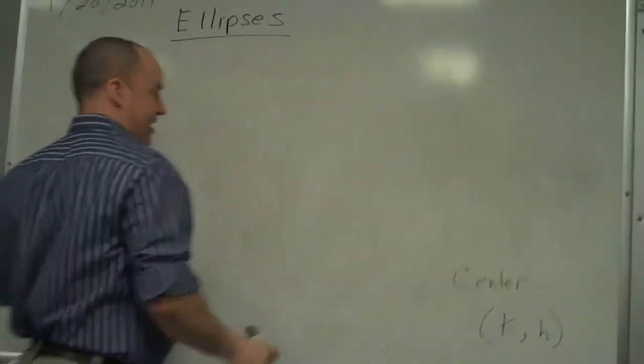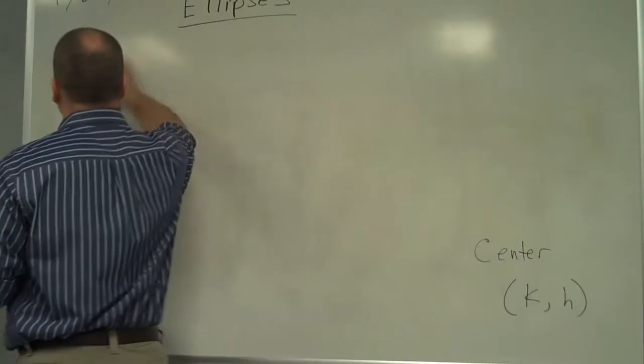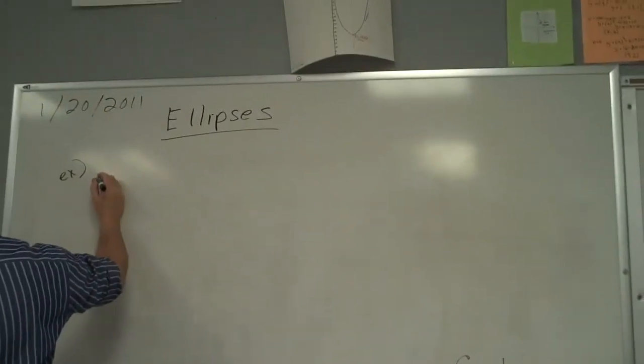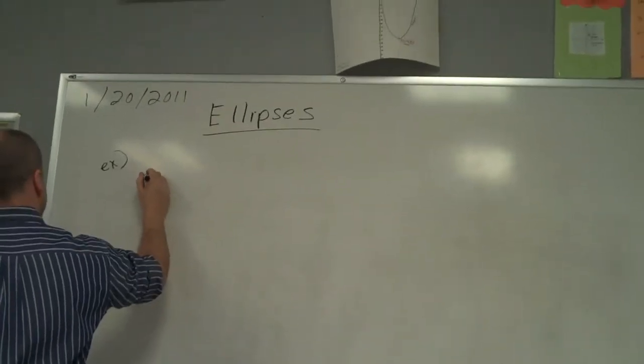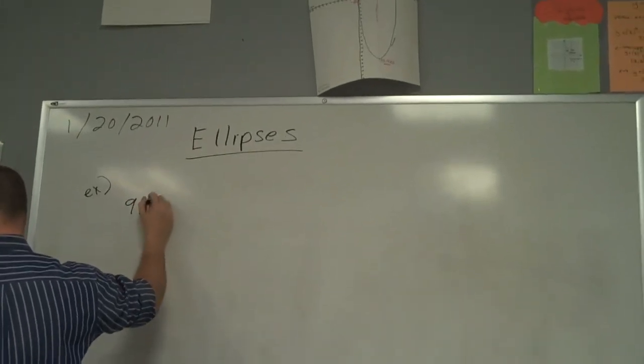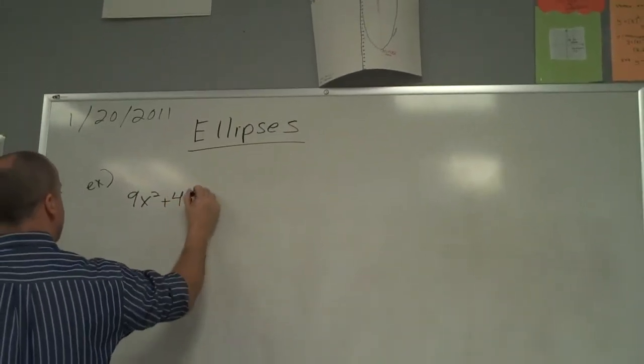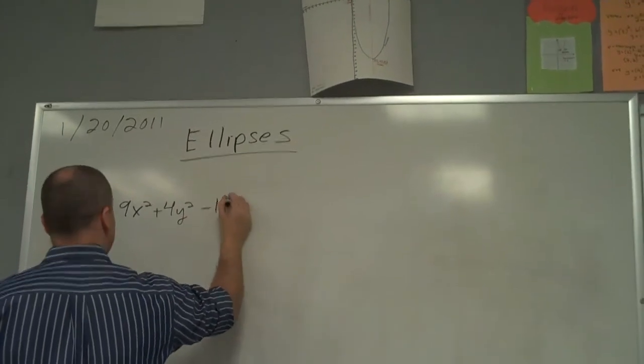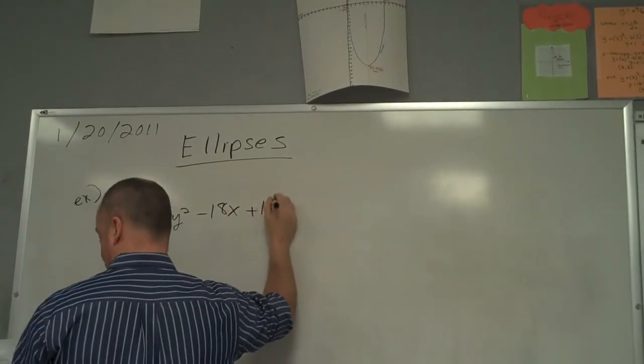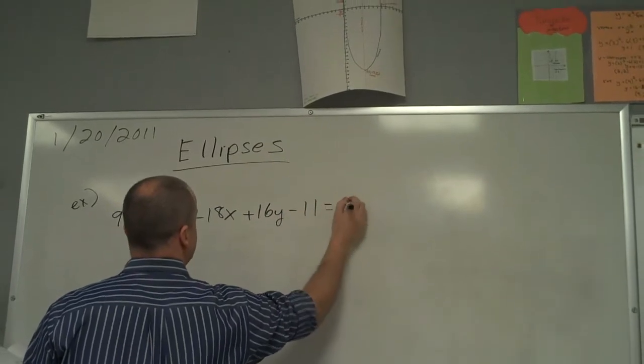Standard form. Okay, because the standard form of an ellipse is that way. I'm just going to do this as an example. And this is completing the square? It will involve completing the square. What if I just hand you the equation 9x squared plus 4y squared minus 18x plus 16y minus 11 equals 0.